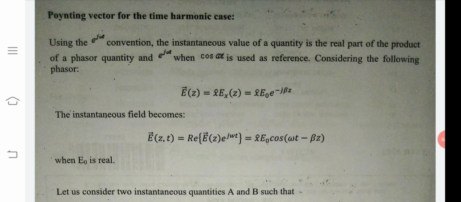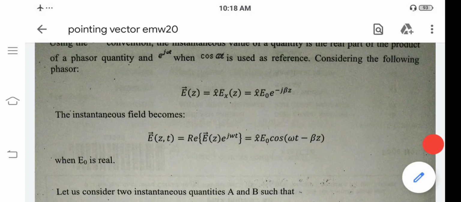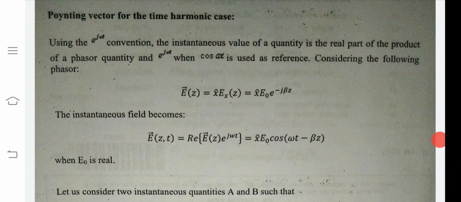Poynting vector for the time harmonic case. Using the e^(jωt) convention, the instantaneous value of a quantity is the real part of the product of a phasor quantity and e^(jωt), when cos ωt is used as reference. So, in phasor form, E can be written as E(z) = x̂ E₀ e^(−jβz). The instantaneous field becomes E(z,t) = Re[E(z) e^(jωt)] = x̂ E₀ cos(ωt − βz), where E₀ is real.